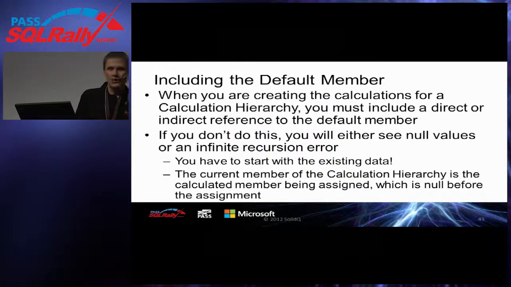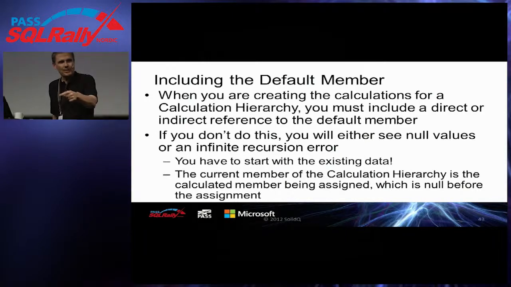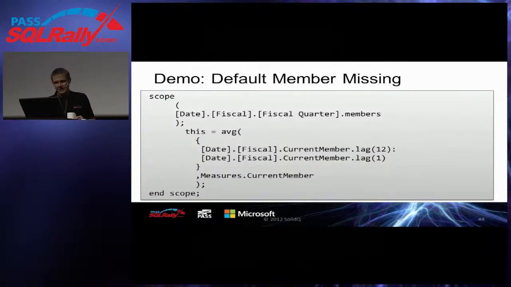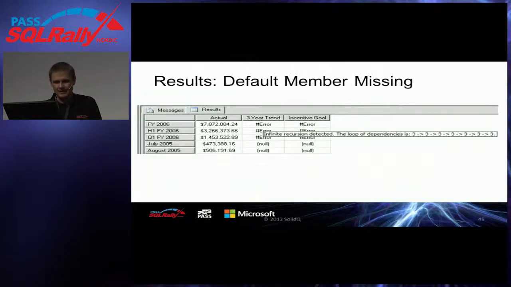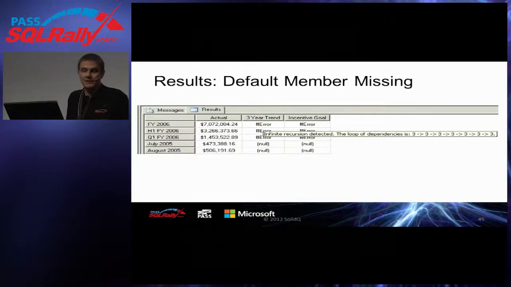Either directly, or you have to have an indirect reference to it. You have to reference another member of the calculation hierarchy which references the default member. If you don't, you get an infinite recursion error. And sometimes it shows up like this, with an error message. And this is what I like, the message which I've highlighted here: infinite recursion detected, loop of dependencies, and so forth. I like it when this shows up in error.